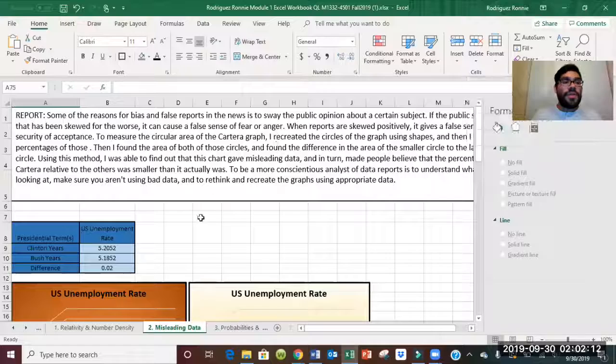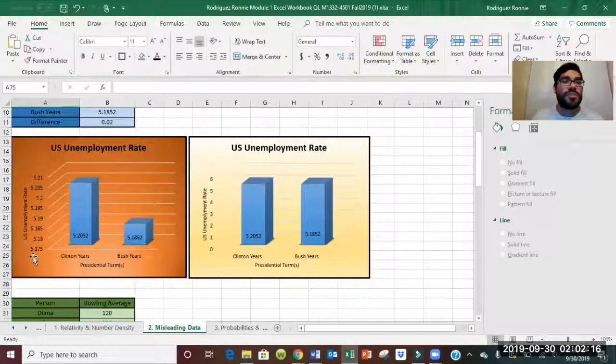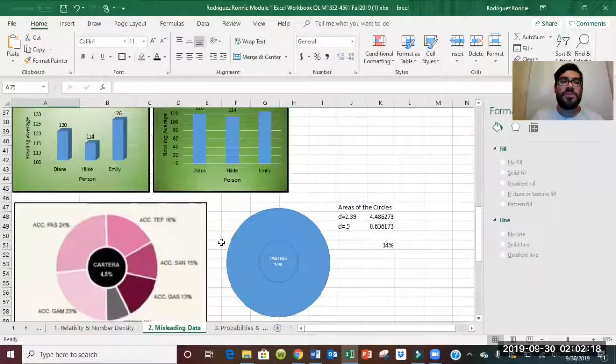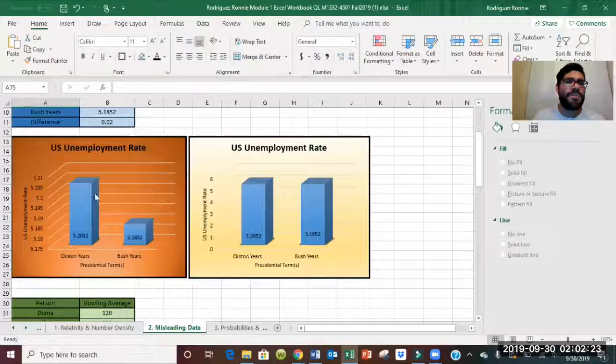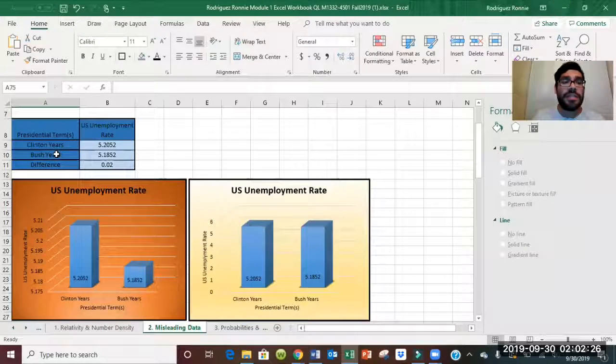The next scenario we did, scenario 2, dealt with misleading data. And it just goes over graphs and charts that show certain data and how it can be misleading. The first one we have is unemployment rate in the Clinton years versus the Bush years.